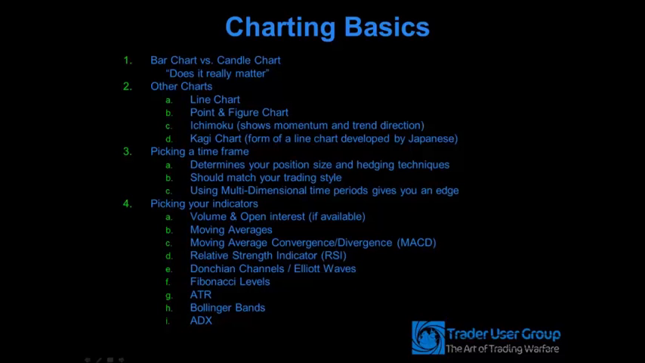Moving averages, we'll talk about key moving averages and the settings that I use. And then the MACD, the actual name of the MACD is moving average convergence divergence, and you'll see how I use that to a tremendous advantage. Relative strength, I'm a big believer in relative strength. Donchian channels and Elliott waves we're not going to cover in this session. That'll be in part 2, but those are really key indicators that I also use. Fibonacci levels, average true range, ATR, Bollinger Bands, and ADX. These are primarily where I spend about 95% of my time.